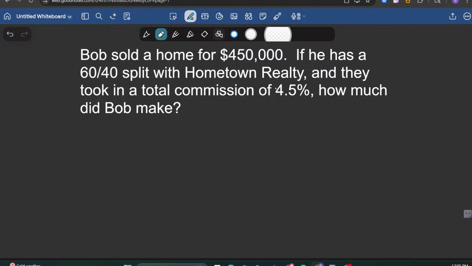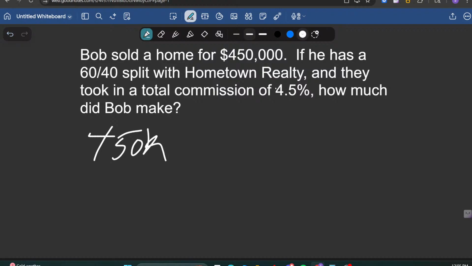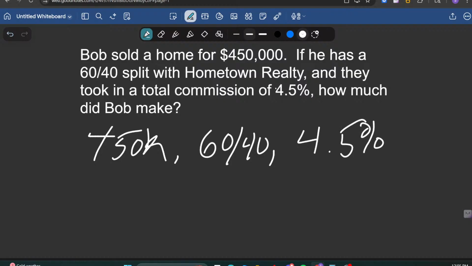We know that the home was sold for 450,000, right? We also know that he's on a 60-40 split. And we also know that this is a 4.5% commission that's going to be owed to Hometown Realty. So all of these things, this is what we know, this is what we're working with. And they want to know how much did Bob make? So ultimately, we want to know what his paycheck would be.